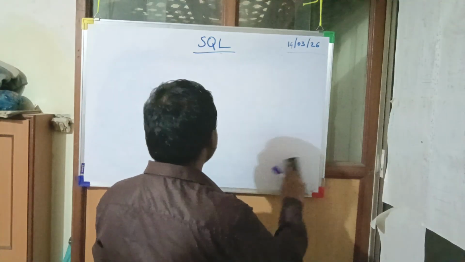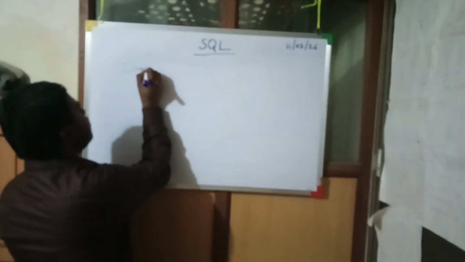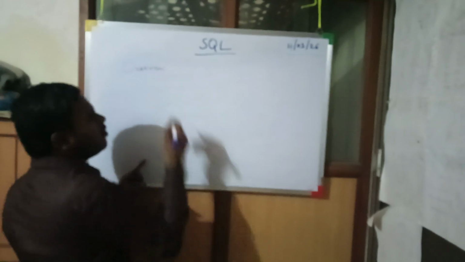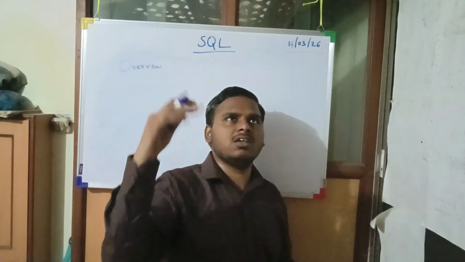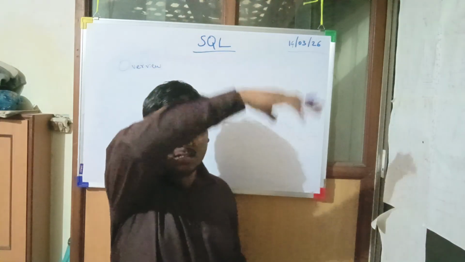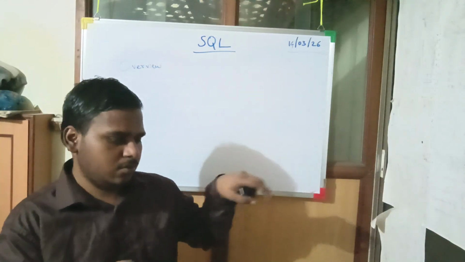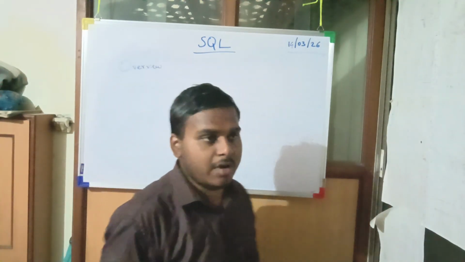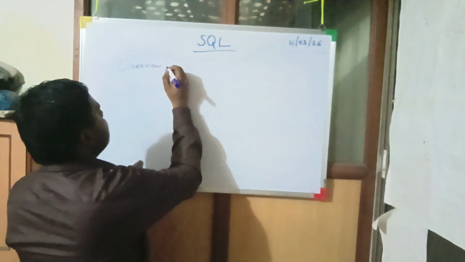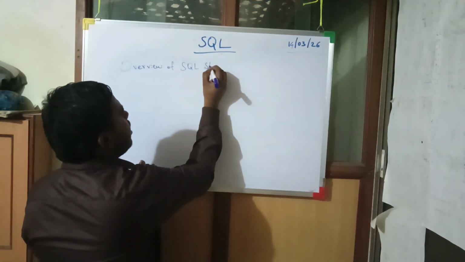Okay. So our topic today is overview. Overview means from above. Let's say birds are flying in the sky. They are seeing an overview, meaning they are seeing the land and how it looks. If you are flying in a plane, you can see how the view of the area is. You get an idea. So, overview of SQL statements.